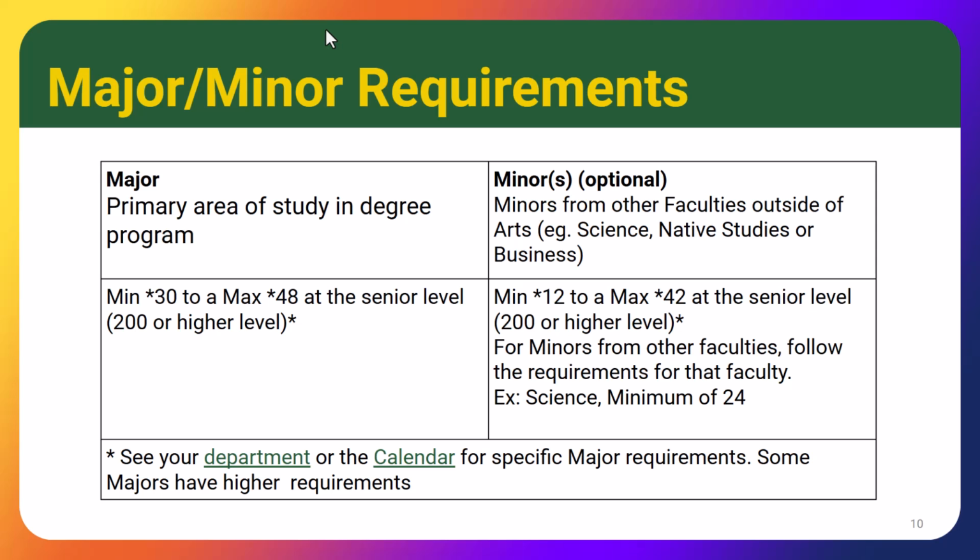Minors are secondary areas of study that you may choose as an option to tack onto your degree. You can have multiple minors. You can have minors from faculties outside of arts. For example, you could do a minor in science, native studies, or business. And because they are secondary areas of study, you do not have to take as many classes. You need a minimum of 12 credits to a maximum of 42 credits at the senior level, which is significantly lower than what you need in a major area of study.